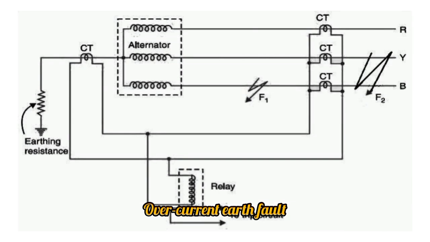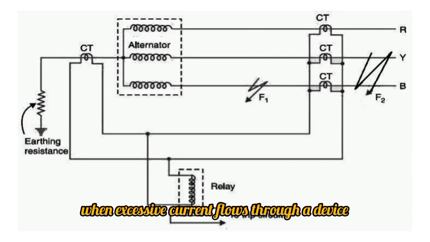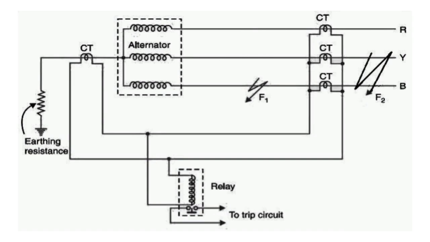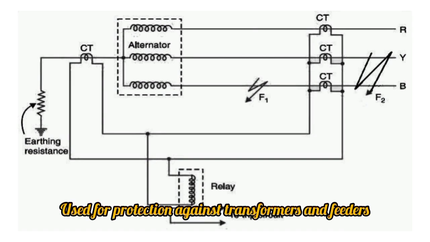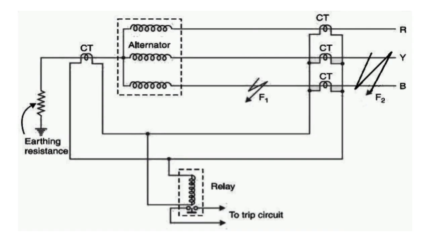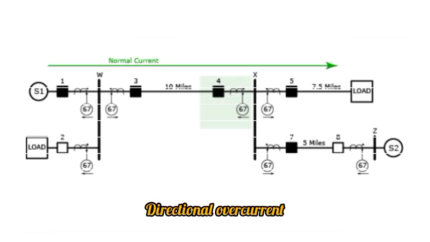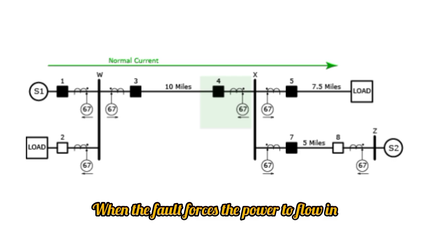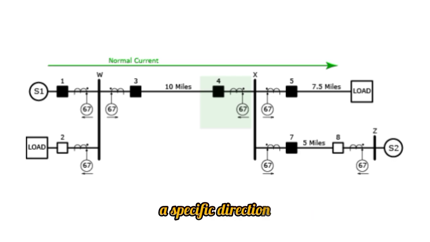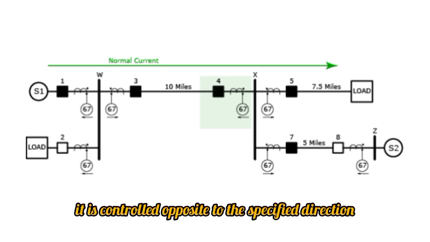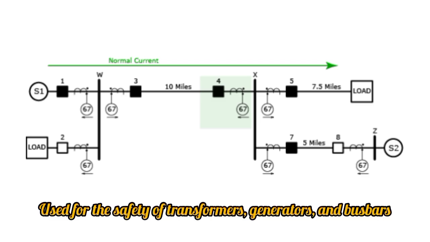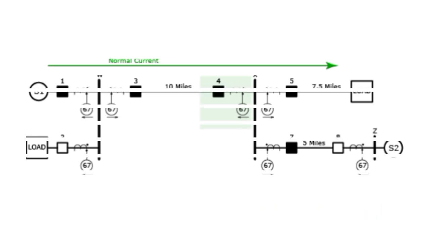Overcurrent earth fault. It will trip the circuit breaker when excessive current flows through a device. Used for protection of transformers and feeders. Directional overcurrent. When a fault forces the power to flow in a specific direction, it is controlled opposite to the specified direction. Used for the safety of transformers, generators and bus bars.